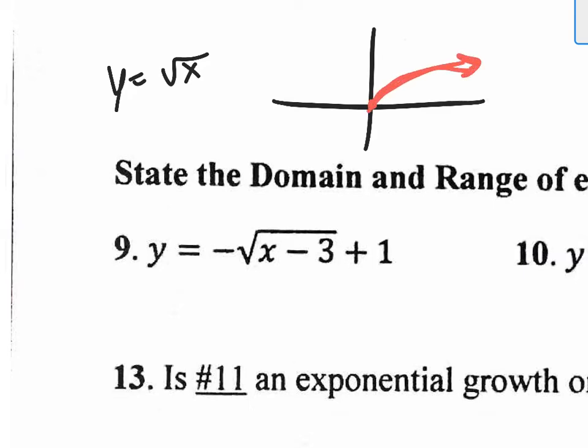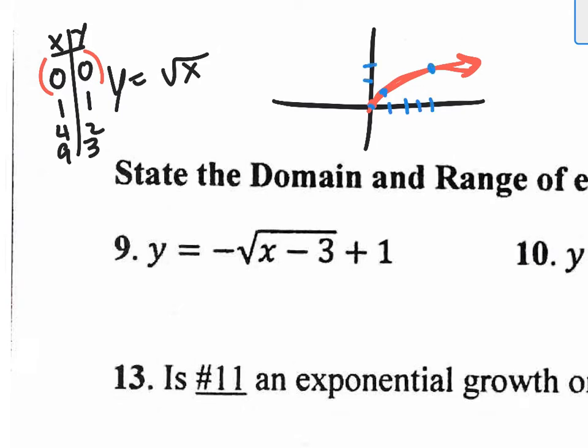If you forgot, you could always make a quick xy table and plug in nice values for x. Like the square root of 0 is 0, the square root of 1 is 1, the square root of 4 is 2, the square root of 9 is 3. So if you think about 0, 0, that's at the origin. 1, 1, that's right here. 4, 2, it's right there. If you go to 9, 3, it'll be right there. So that's what your parent graph looks like.